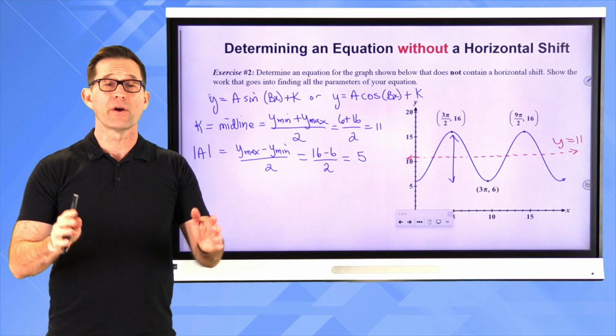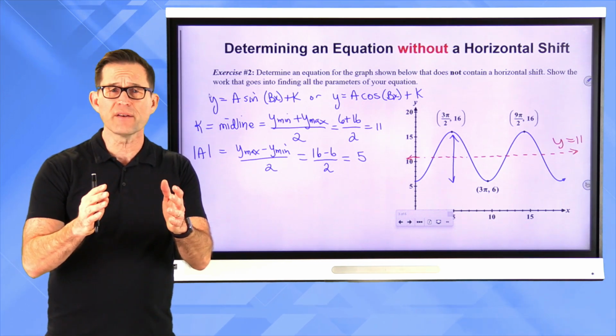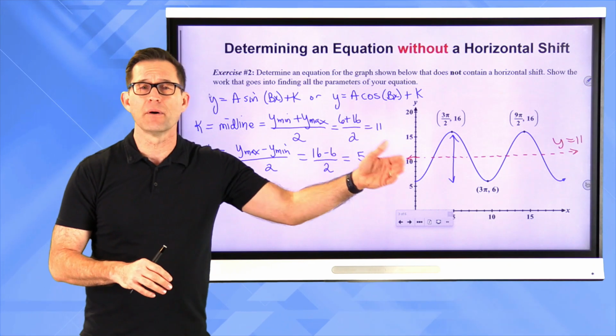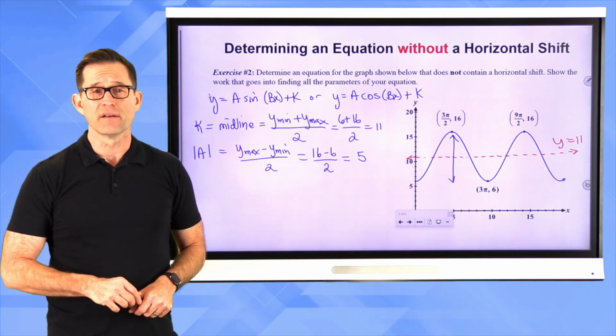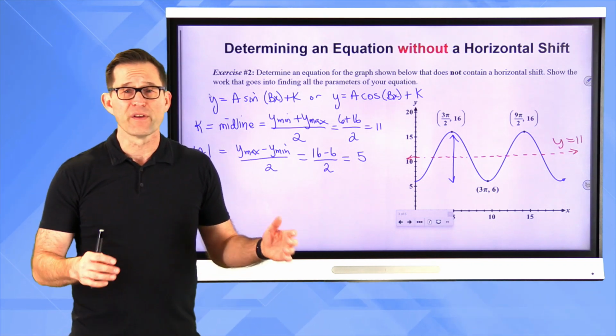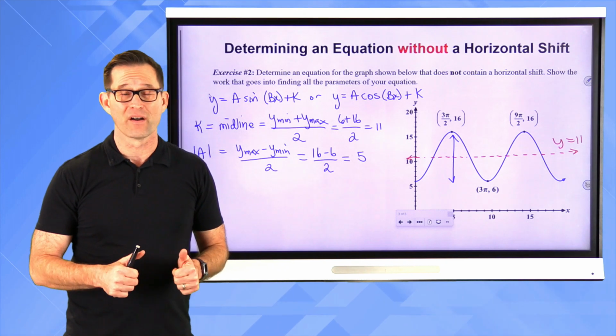Now again, I want to be very clear. There's absolutely nothing wrong if you're saying to yourself, well, I'd rather do the maximum minus the midline. Good on you, right? That's fine. Nothing wrong there, okay? Or if you love doing the midline minus the minimum, also awesome. Nothing wrong, okay?